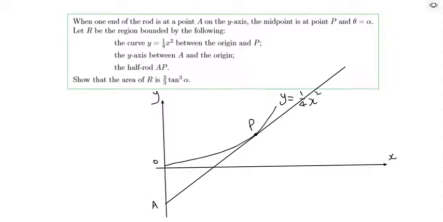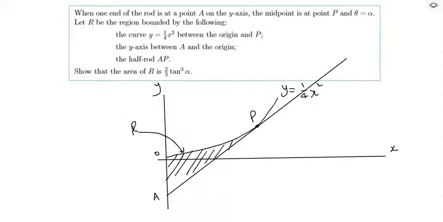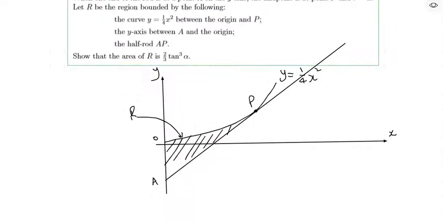Let R be the region bounded by the following. So it's basically going to be this bit, isn't it? That's going to be the R there. Let's just check. It's bounded by the curve, the y-axis, and the half rod AP. Got it. Show that the area of... So basically find the area of R. Okay.